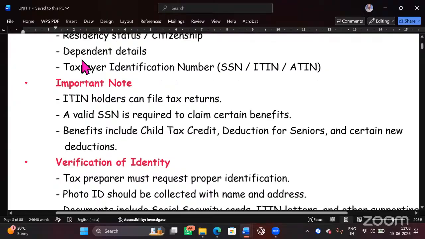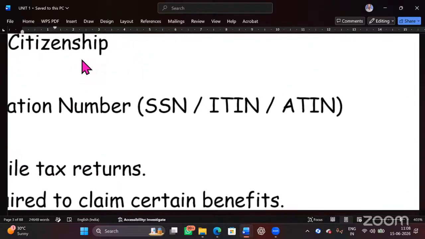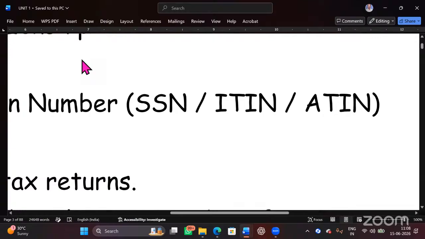Very important point. The basic identification number of the taxpayer is the social security number. Apart from the social security number, some other numbers are also available: the Individual Taxpayer Identification Number, ITIN. Alternatively, we have one more number, the Adopted Child Taxpayer Identification Number, ATIN. The basic number is the social security number only, SSN.